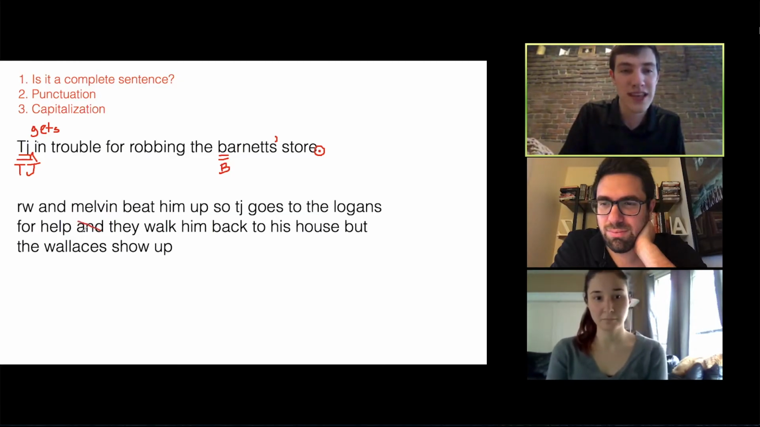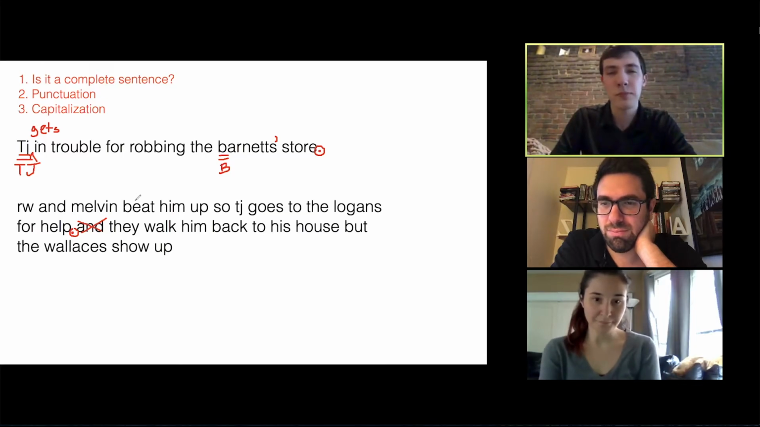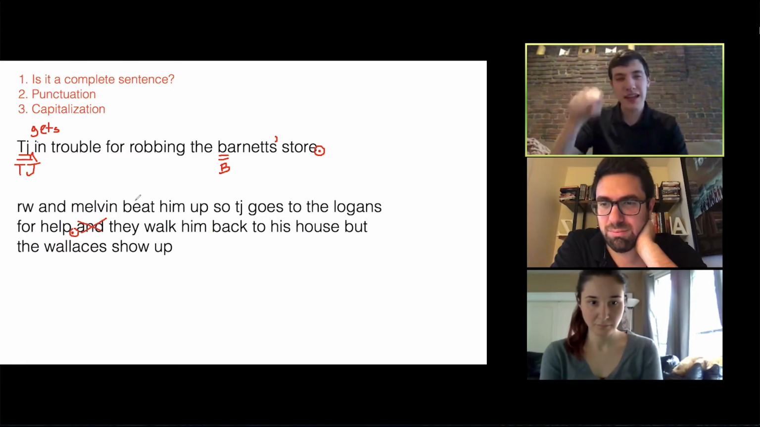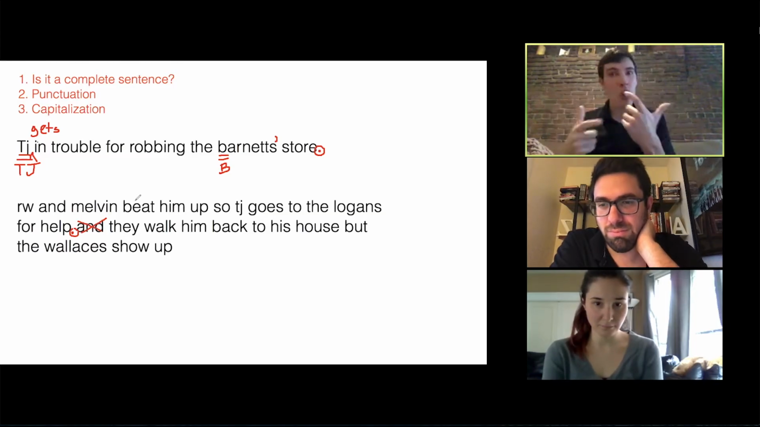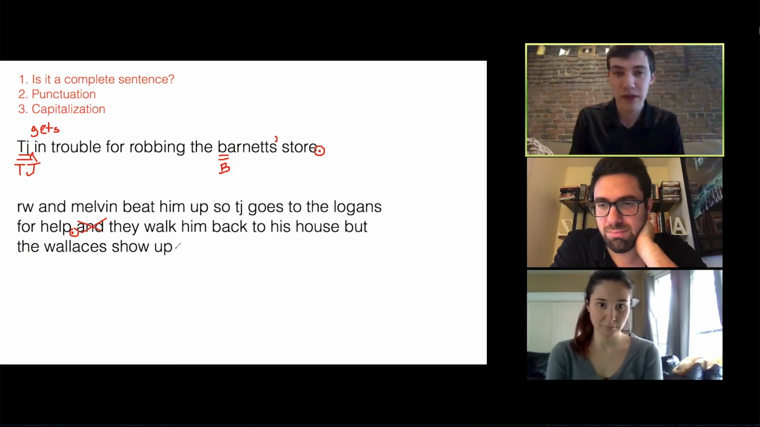So I'm going to cross that word and out, and I'm going to replace it with a period. Let me read through now and see if it makes sense. RW and Melvin beat him up, so TJ goes to the Logans for help. They walk him back to his house, but the Wallaces show up. Do you hear how now, just by taking out that one word, I've kept all the ideas that are in these sentences, but they stand on their own, so it's easier to understand.